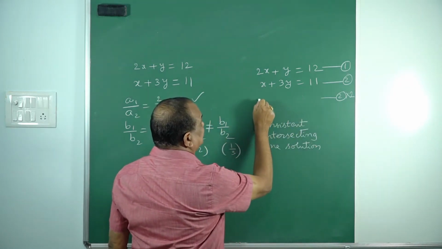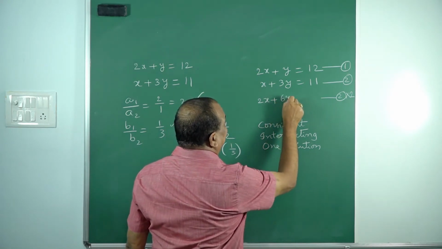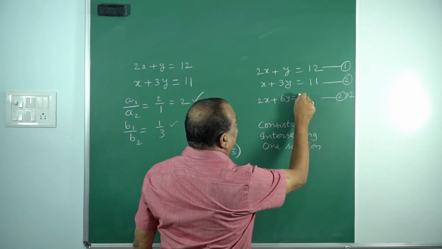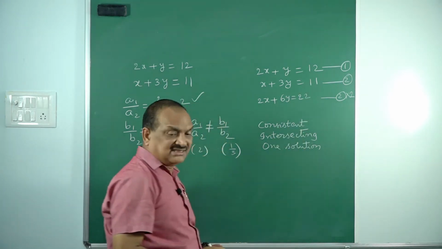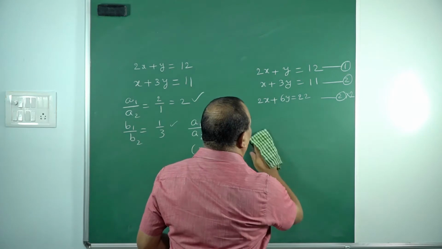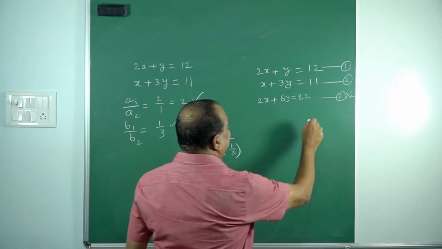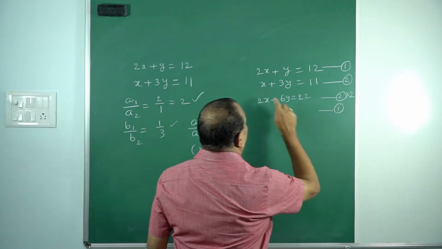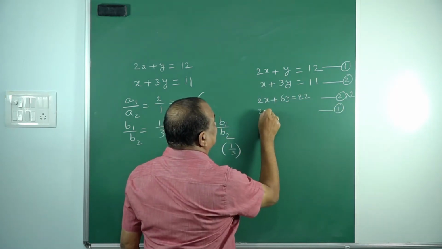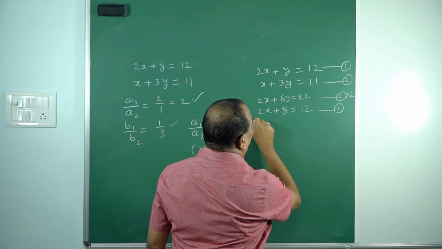2x, 2 times 3y, 6y, 2 times 11, 22. The second equation is multiplied throughout by 2. And copy down the first equation without making any alterations. First equation: 2x plus y is equal to 12.